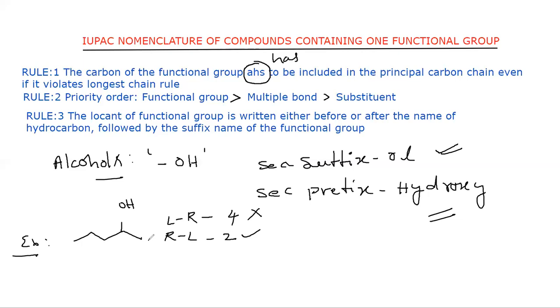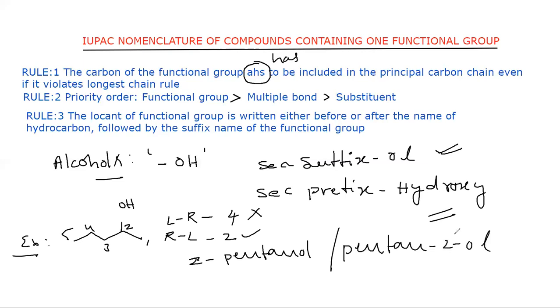So now I'm giving the numbering for this one 1 2 3 4 5. Okay, at the second position I have the functional group, and how many carbons do I have in this compound? I have 5 carbons. So I can write this one as 2-pentanol or pentane-2-ol. So E should not be written here. Why, I said to you in the previous class itself. Okay, 2-pentanol or pentane-2-ol, like this you can name this compound.